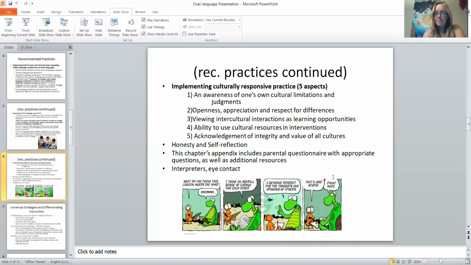So just to sum it up, the chapter's appendix includes parental questionnaires with appropriate questions and other resources. They just keep mentioning interpreters and eye contact. Interpreters, of course, don't have to be educational professionals. They can be people of the community, as long as they're on the same page as the teacher regarding goals before the interpretation. So these are all culturally responsive practices that should be implemented.